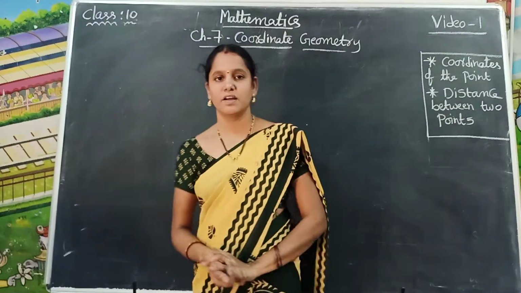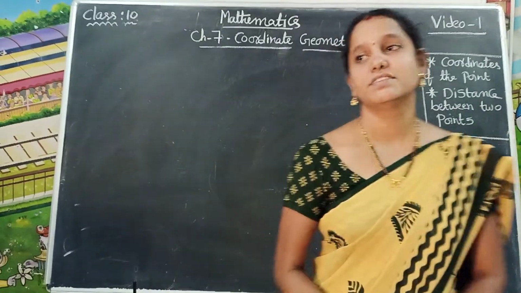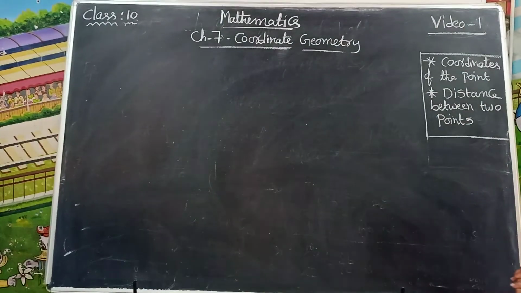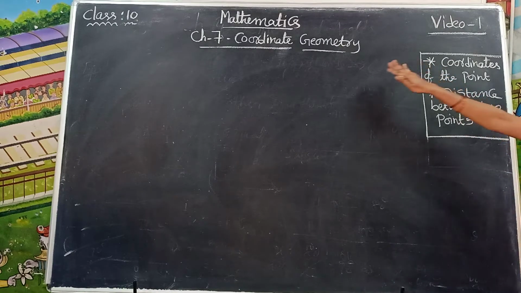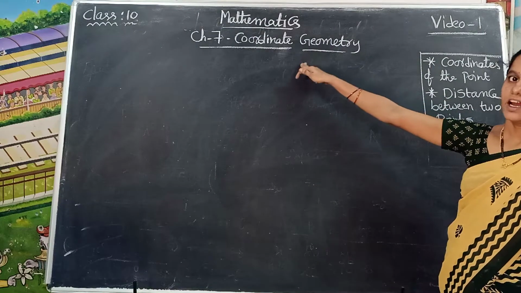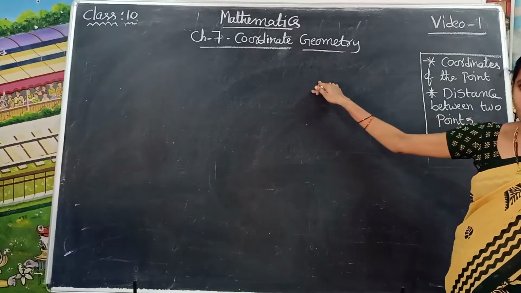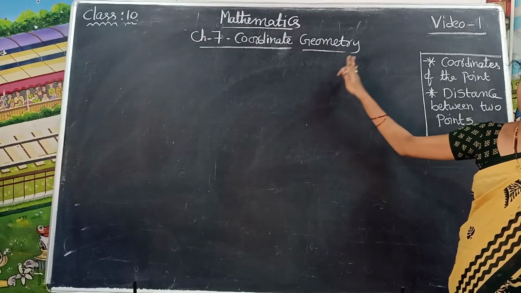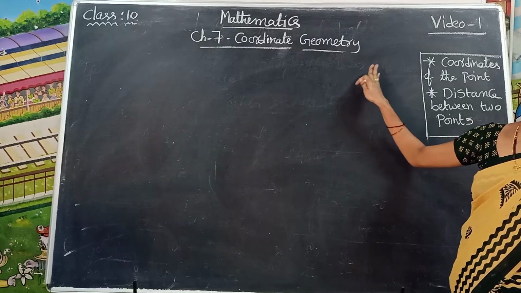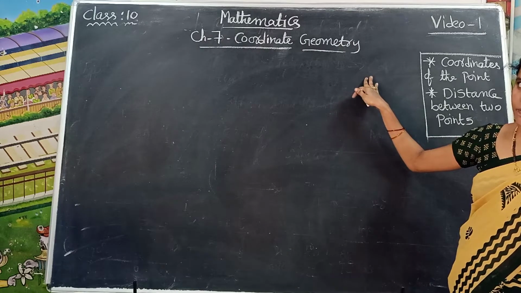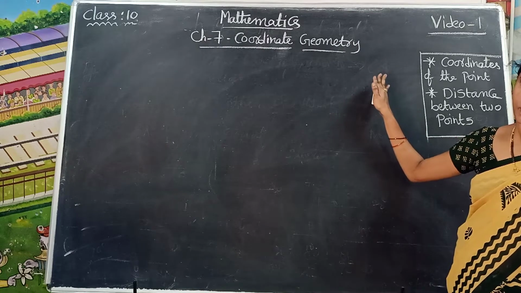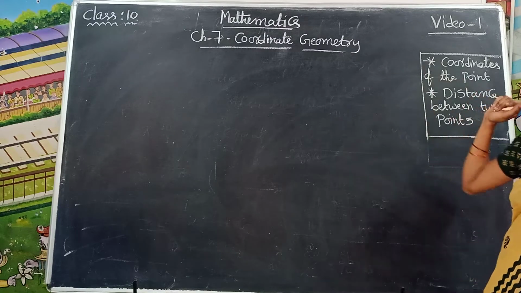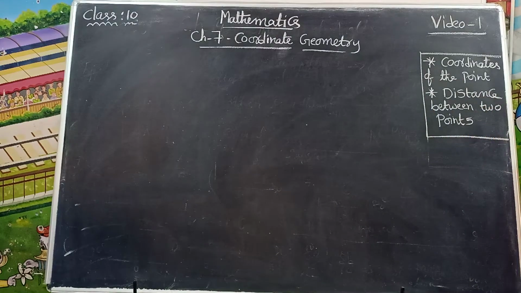Good morning children. Today we are going to learn 7th chapter coordinate geometry. In this chapter we are going to discuss how to find the distance between the points, section formula, how to find the area of the triangle and how to find the slope. So in this class we are going to discuss coordinates of the point, distance between two points.